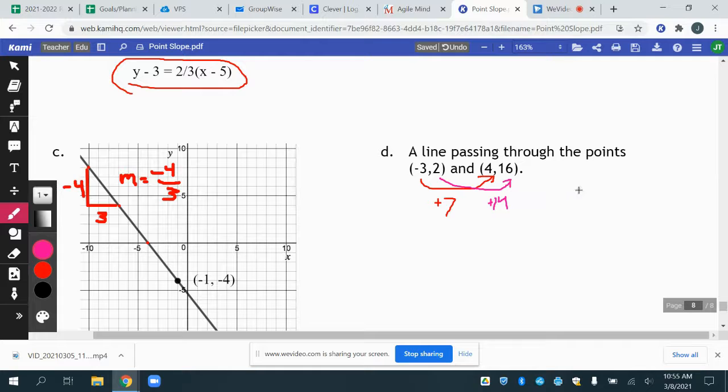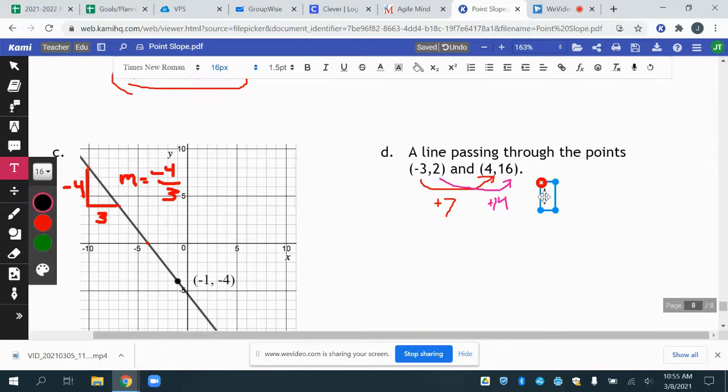So what does that look like? Well, I end up doing m equals change in y divided by change in x, right? That's 14 divided by 7. It's 2. Look at that. So my slope is 2.